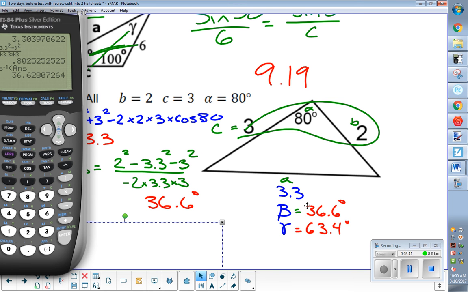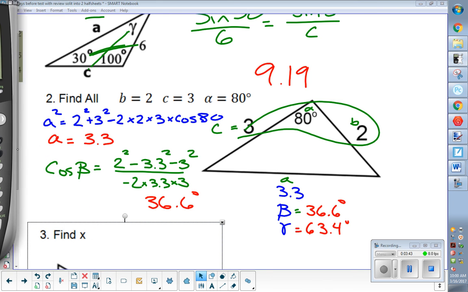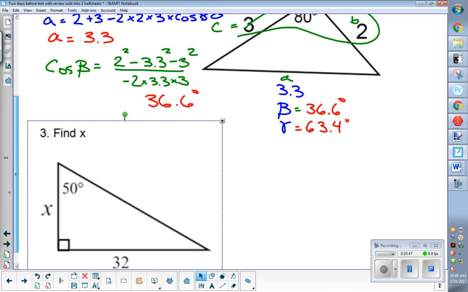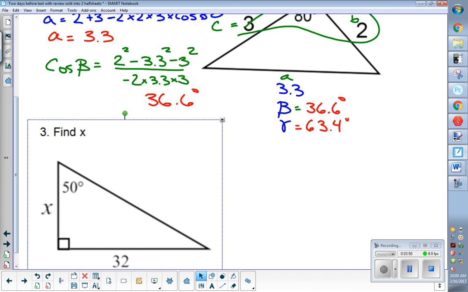Questions on 2? 2 is a big one. That's the only time today we've done law of cosines. That's an important problem to do. Number 3 says find x. It's a right triangle. Here's my angle. 32 is the opposite. X is the adjacent. So when I set this problem up, which one goes opposite and adjacent?